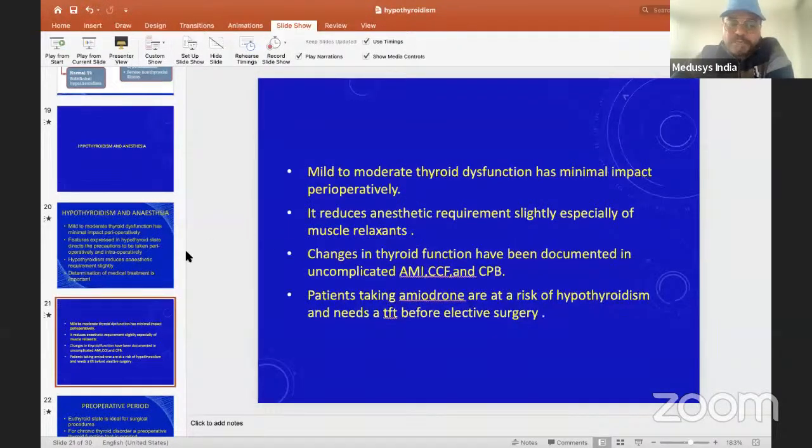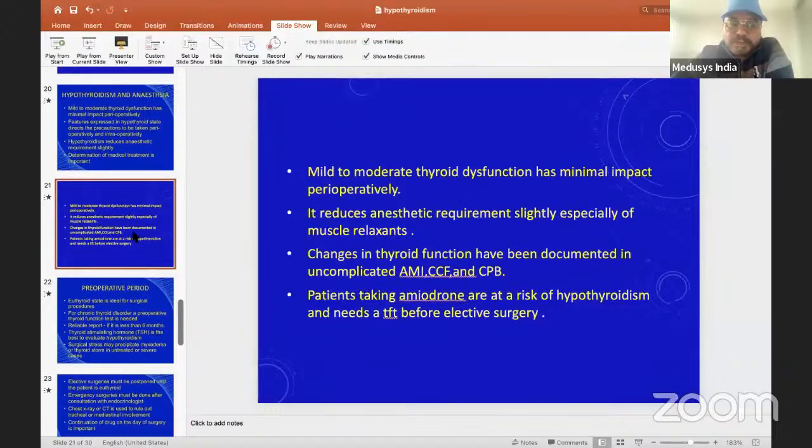Mild to moderate thyroid dysfunction reduces anesthetic requirement slightly, especially of the muscle relaxants. In any patient with uncontrolled hypothyroidism, the muscle relaxants will have an exaggerated effect, as the patient is already in a hypotonic state. The same dose of muscle relaxants will cause a more prolonged duration of muscle relaxation in hypothyroid patients due to reasons. One, their metabolism is decreased. Secondly, the patient is already hypotonic.